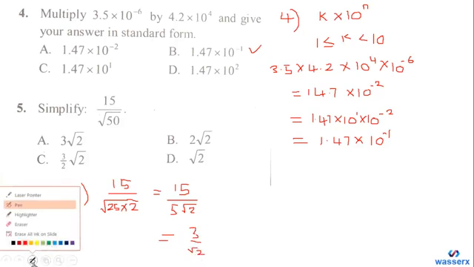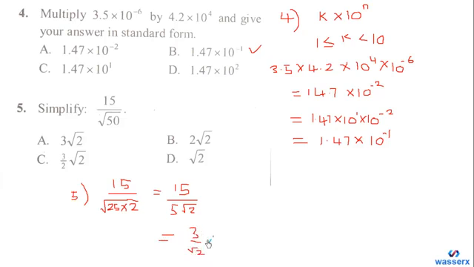Now we need to rationalize. We rationalize by multiplying both the numerator and the denominator by root 2. So this will give us 3 root 2 over 2, because root 2 times root 2 will give us 2. We can rewrite this as 3 over 2 root 2. So we can see that the correct answer is option C.